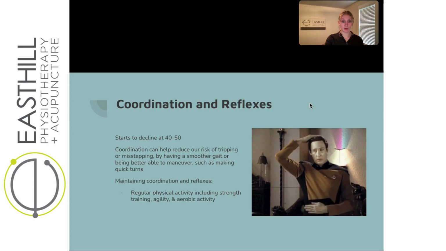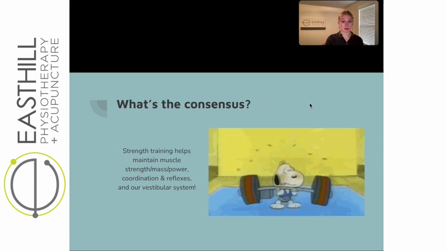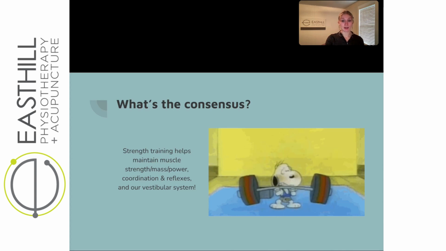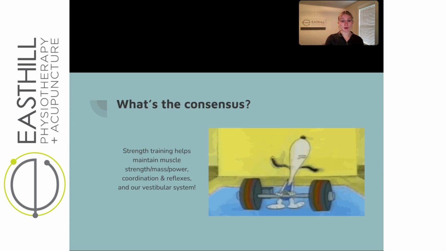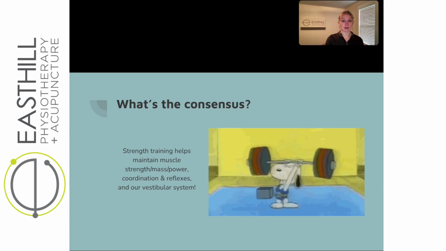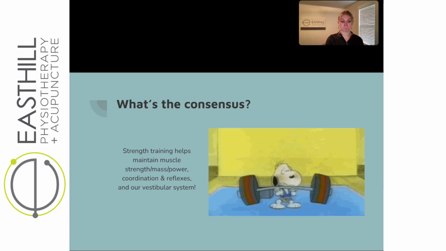So, with how far we've come, what's the consensus? From what we've covered today, we can see that strength training is a key factor in fall prevention as it targets all three variables: our muscle mass, strength and power, our coordination and reflexes, and our vestibular system.